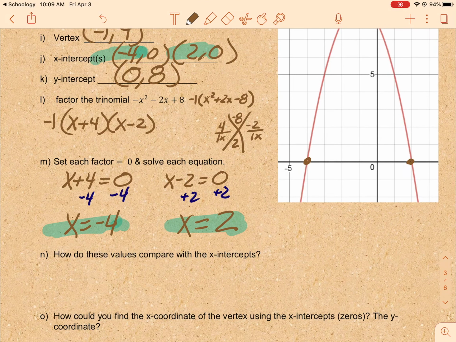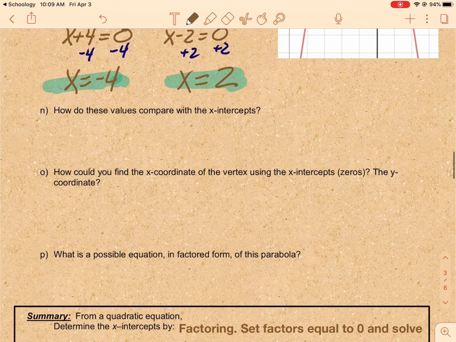How do these values compare? We had said they're going to be the same as the x-coordinates of your x-intercepts. So the zeros, your solutions, x-intercepts, they're all the same thing. How do you find the vertex from those? We take the average, or we find the point that is directly in the middle of them.